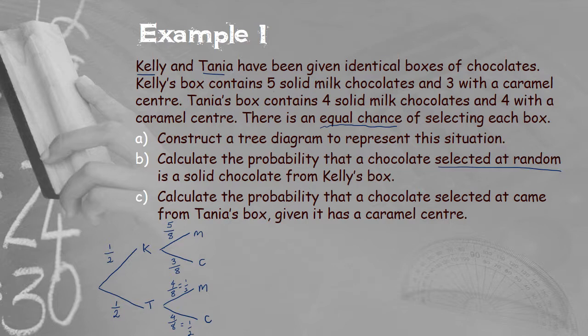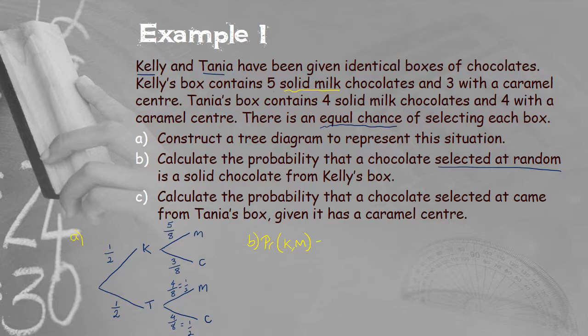Alright, so that was our answer to part A. Now we get on to part B. Calculate the probability, so we want P, remember our notation, in brackets, we write the event in the brackets, that a chocolate selected at random is a solid chocolate from Kelly's box. So we're wanting Kelly's box and a solid chocolate, which I was using before, solid milk chocolate here, I was using an M for that.